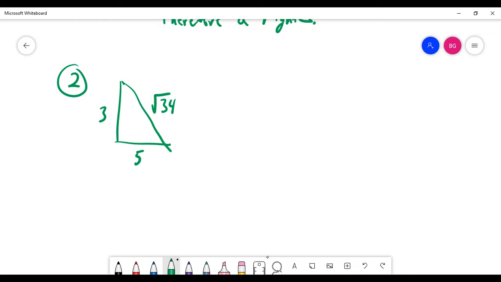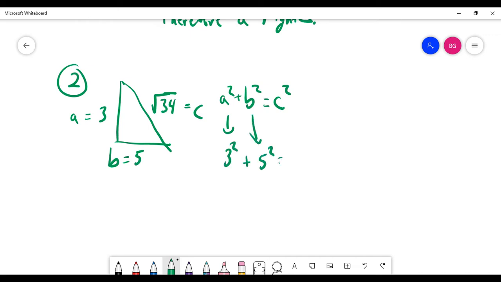All right, so we're resuming here. Remember, if we're trying to prove if this is a right triangle, we need to use a squared plus b squared equals c squared. Okay, so I'm going to call a 3, and I'm going to call b 5. If you don't know what the square root of 34 is, just type it in the calculator, but that should be the longest side, so that should be our c. So we're going to have 3 squared plus 5 squared equals, in parentheses here, the square root of 34 squared.